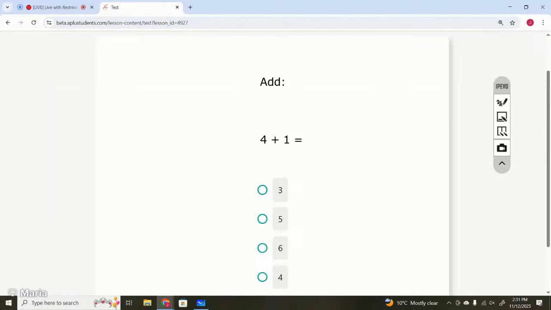4 plus 1. So start with 4 and count up 1. So the correct option is 5. It is option number 2 is the correct option.